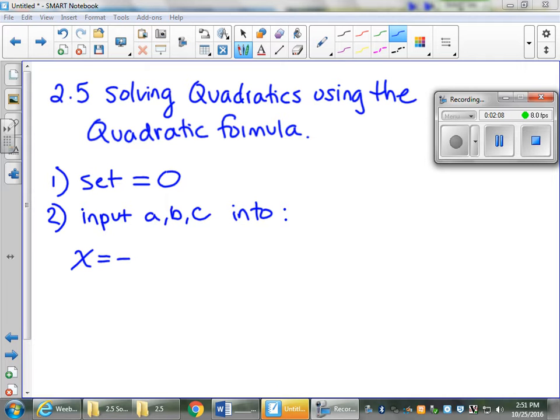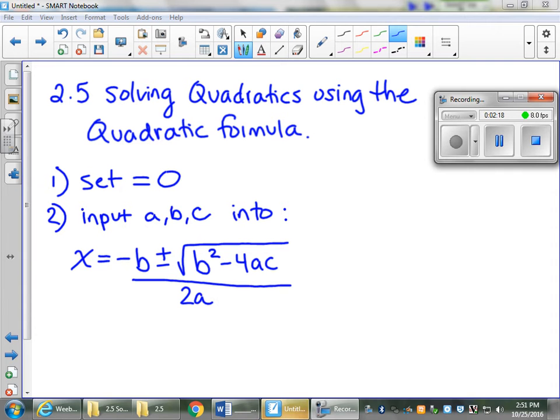So it's x equals negative b plus or minus the square root, and under there is b squared minus 4ac, all divided by 2 times a. That is the quadratic formula.